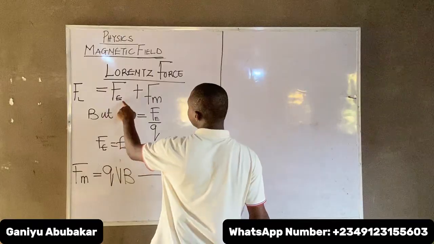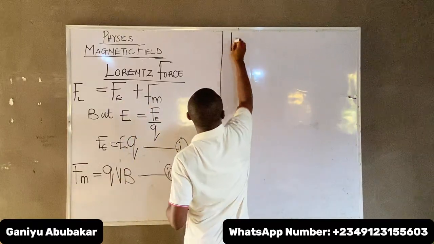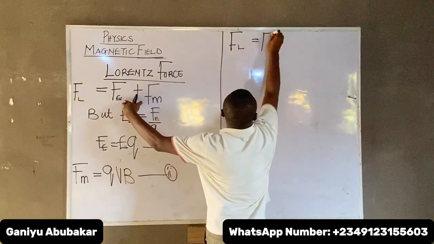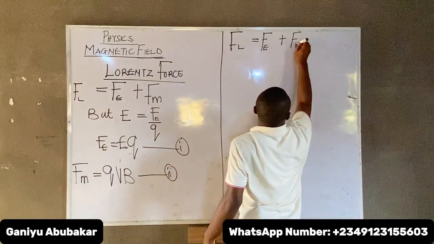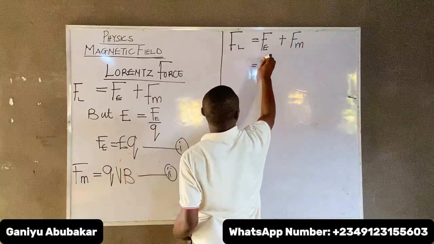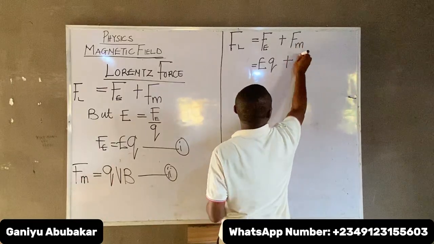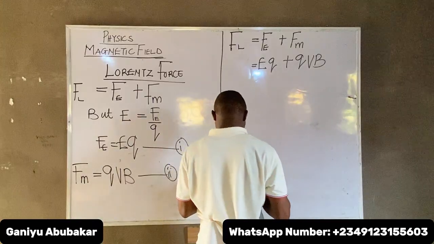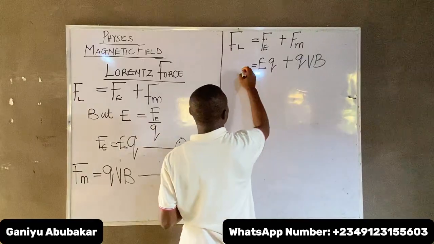So Fe will be replaced here, FM will be replaced here. So I have that the Lorentz force FL will be equal to Fe plus FM. What's Fe? You said Fe is EQ. That gives you EQ plus FM, which is QVB. At this junction, I'm seeing Q and Q. Q is common.